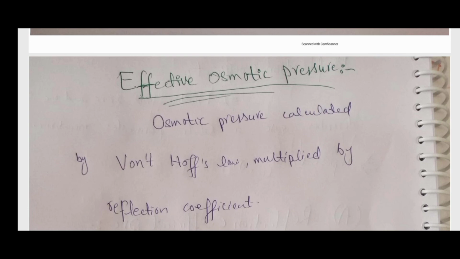Effective osmotic pressure. What is effective osmotic pressure? Osmotic pressure that has an effect on the semi-permeable membrane and causes the water movement. Its definition: the osmotic pressure calculated by van't Hoff's law and multiplied by the reflection coefficient is known as the effective osmotic pressure.